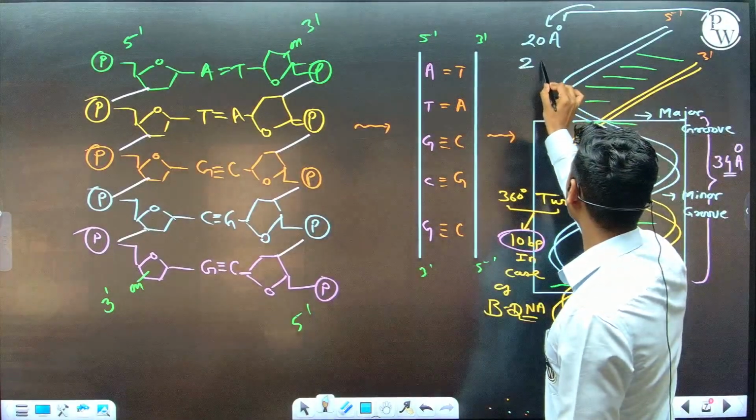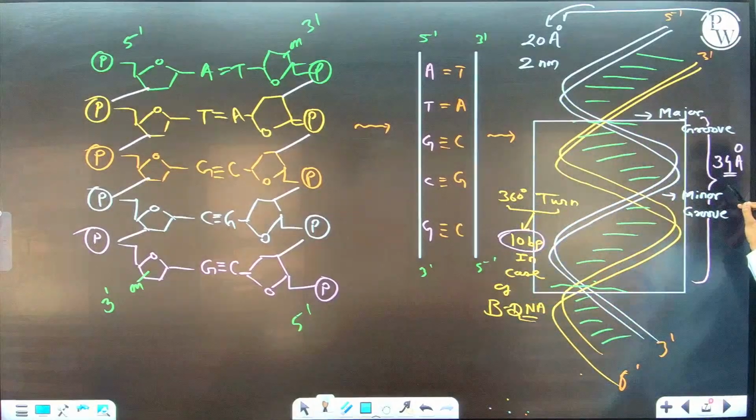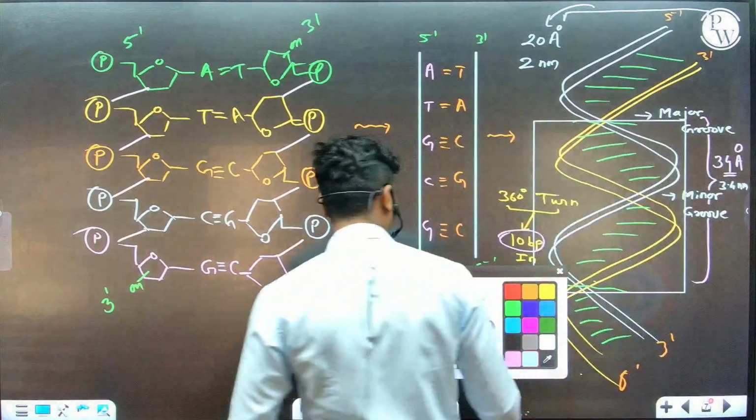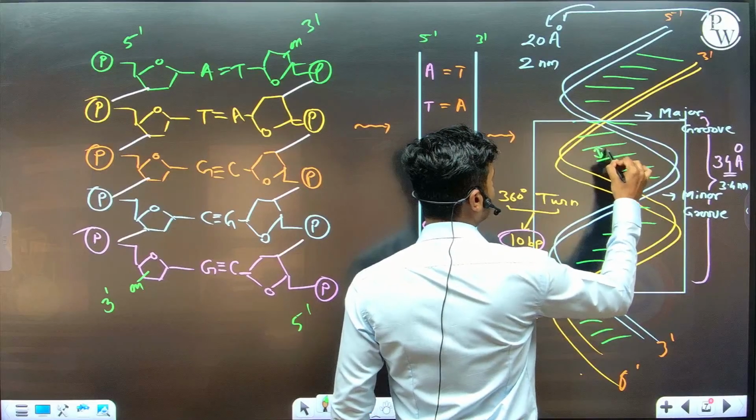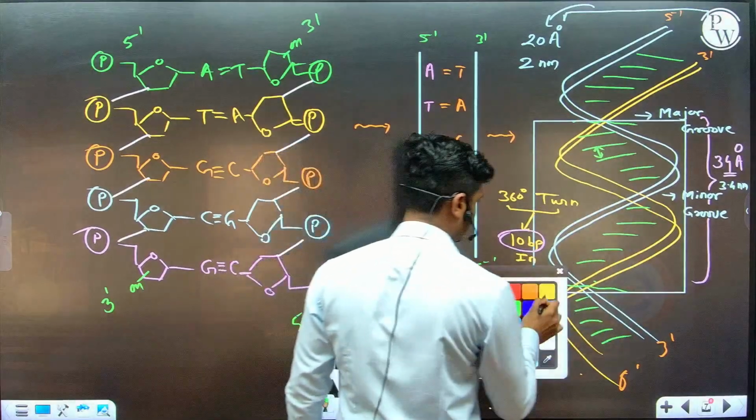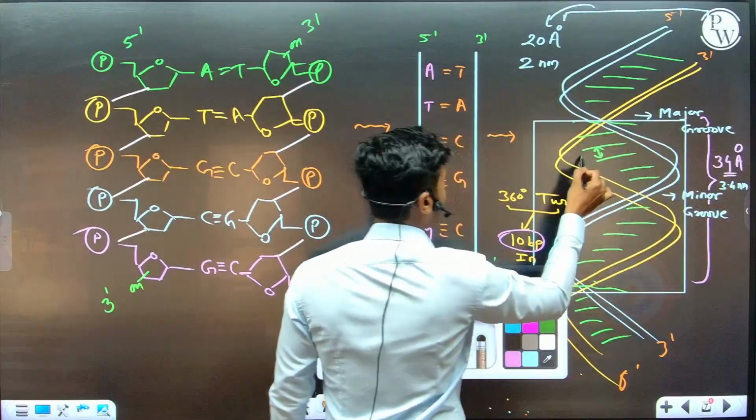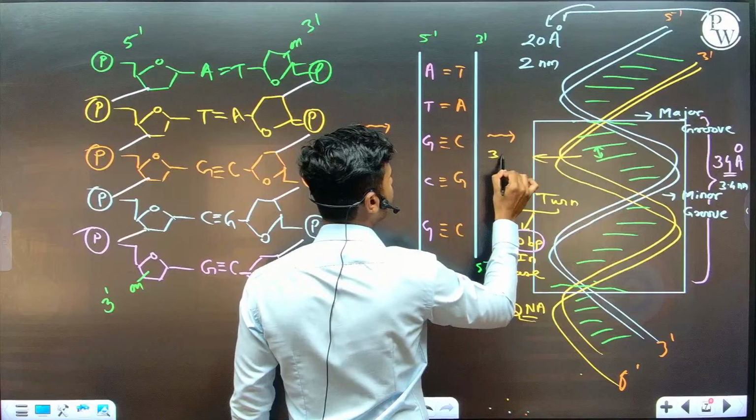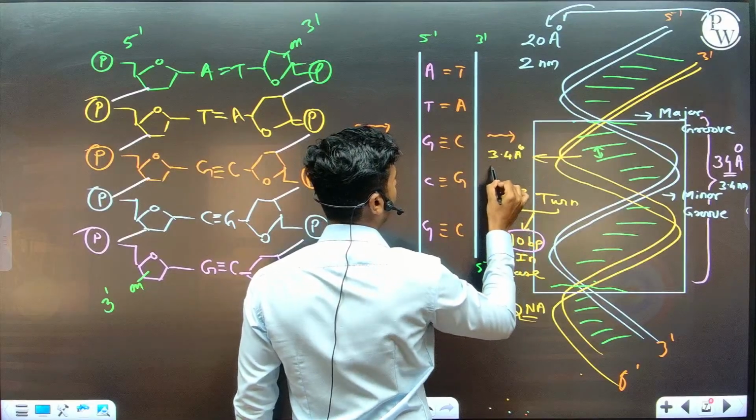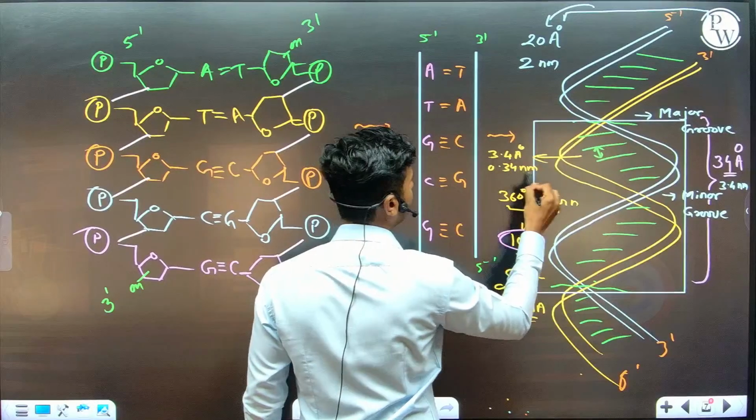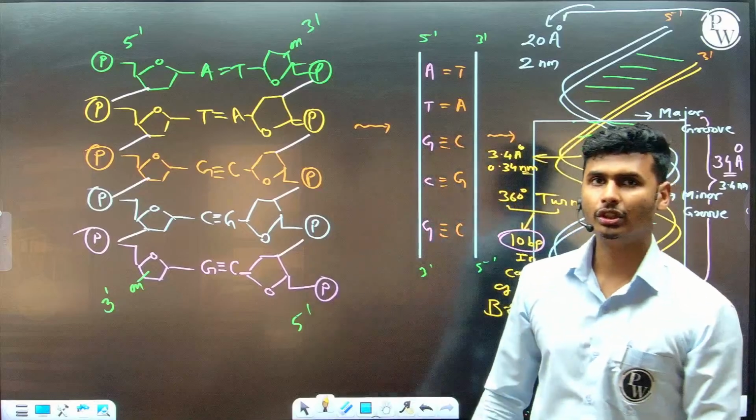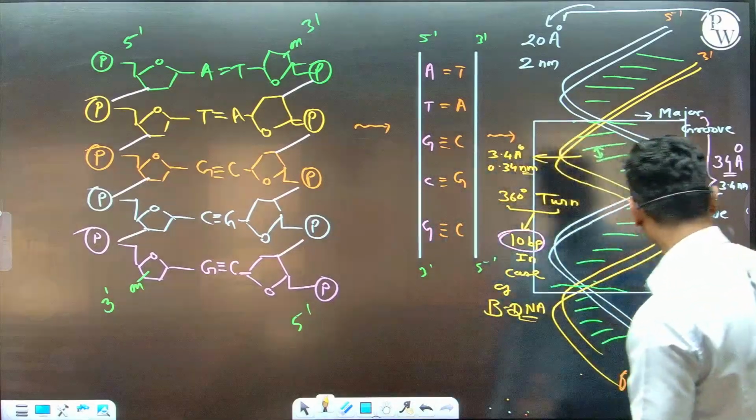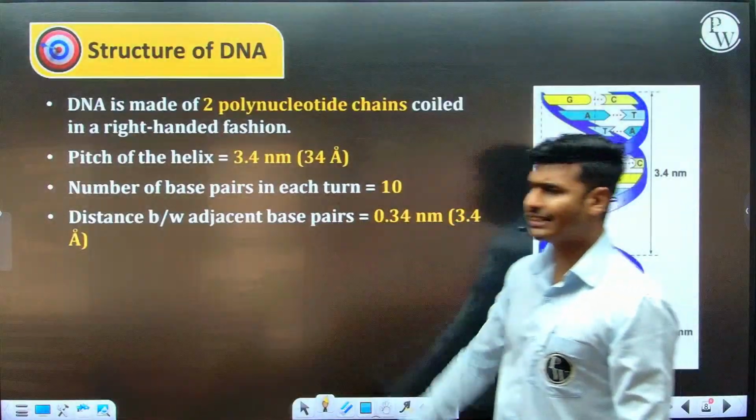20 angstrom means 2 nanometer. 34 angstrom means 3.4 nanometer. Now, if we are talking about the distance between two consecutive base pairs, 34 angstrom divided by 10, it means how much? 3.4 angstrom, and 0.34 nanometer. This is the distance, and this is the structure of DNA according to Watson and Crick. In the next slide, they give us various information.